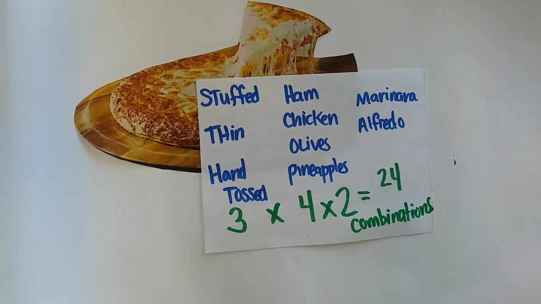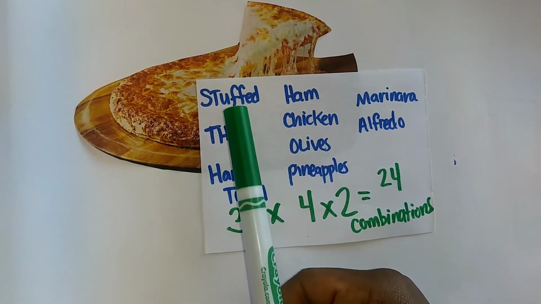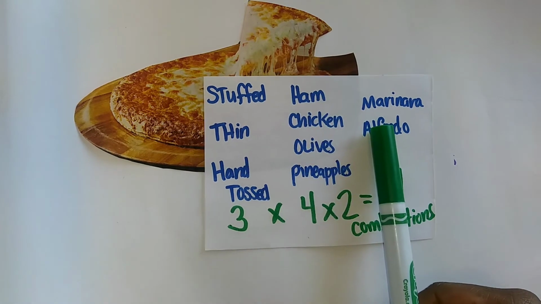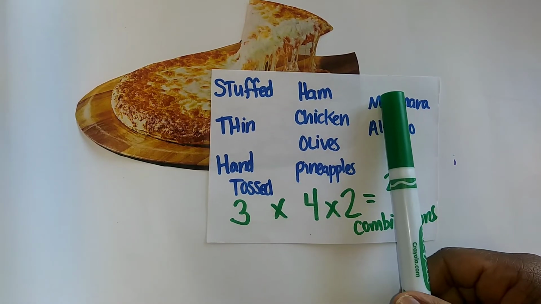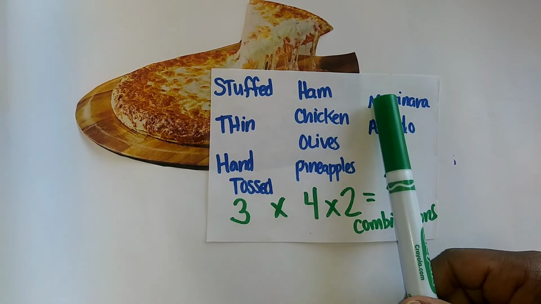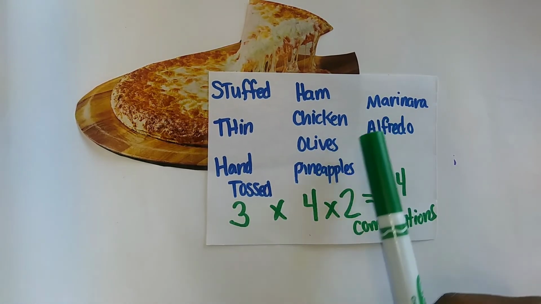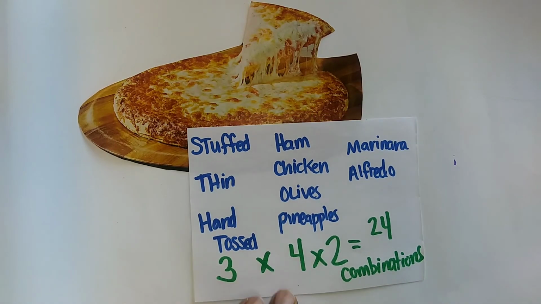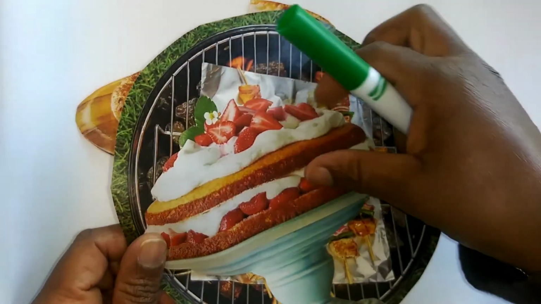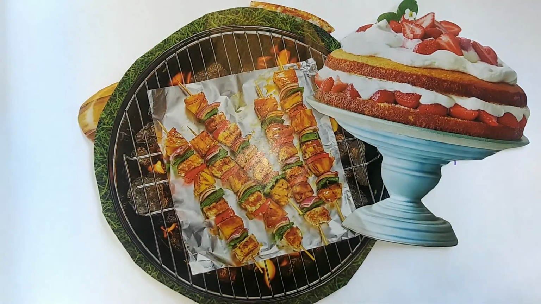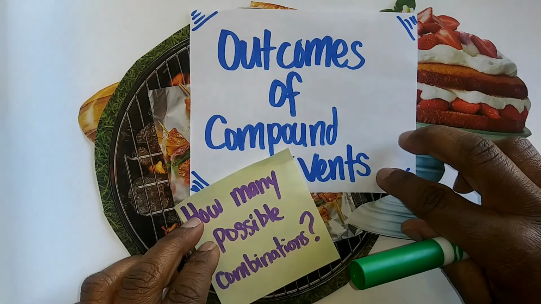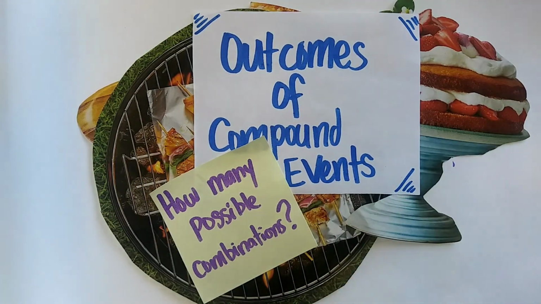Again, I can do a tree diagram where I can do stuffed with ham with marinara, stuffed with ham with Alfredo, stuffed with chicken with marinara, stuffed with chicken and Alfredo, stuffed with olives and marinara, stuffed with olives and Alfredo. So you can continue that on until you see that there are 24 different possible combinations. In this video, we talked about outcomes of compound events and determining how many possible combinations you can get.